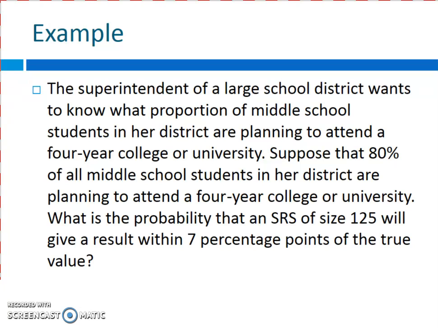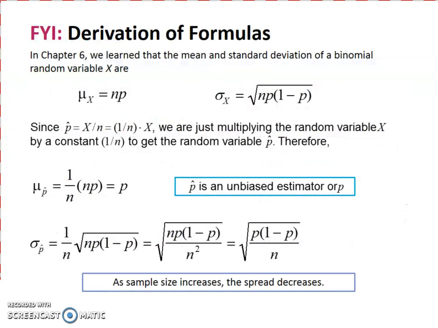Now, if you are curious as to where these formulas came from, I will leave this here for your perusal. Back in Chapter 6, you learned about binomial random variables and how to find the mean and the standard deviation of those. And so, if you're interested in those formulas, do I need you to know this? No. But sometimes people are like, I wonder where that came from. This is where it came from.